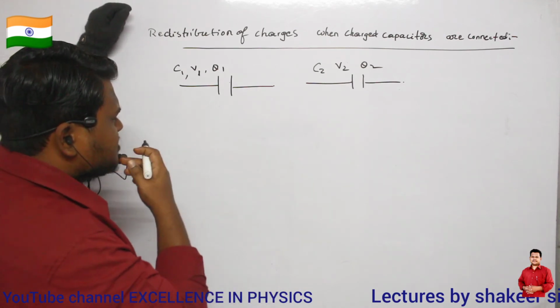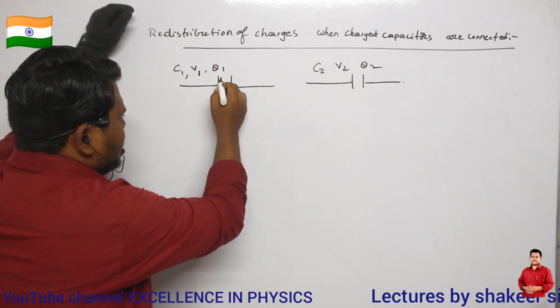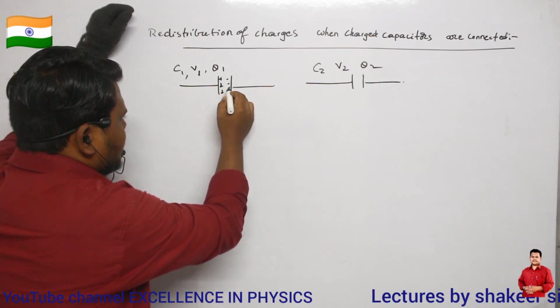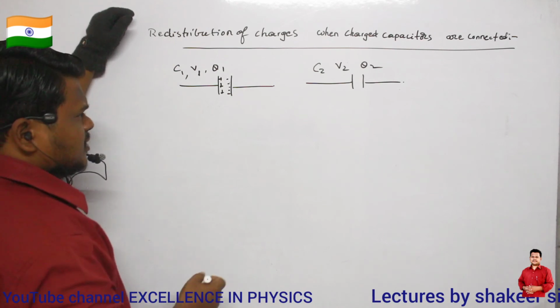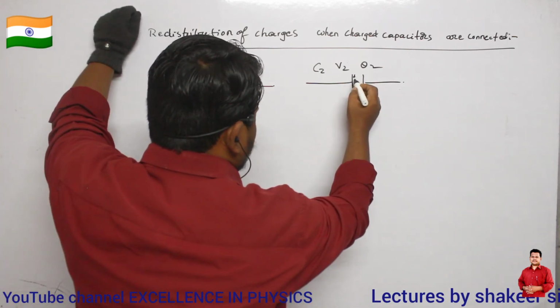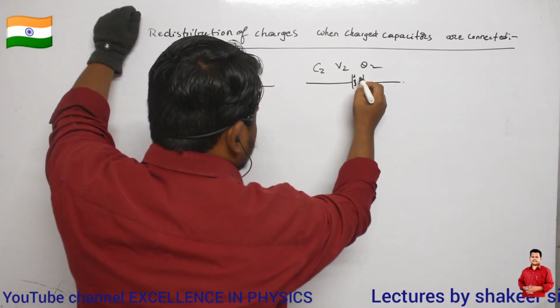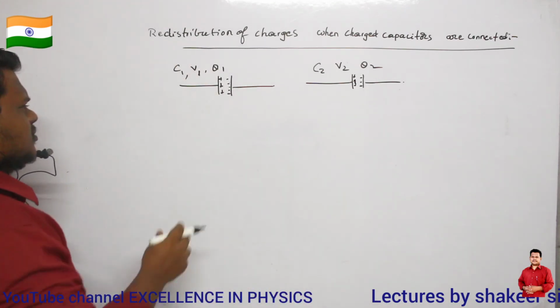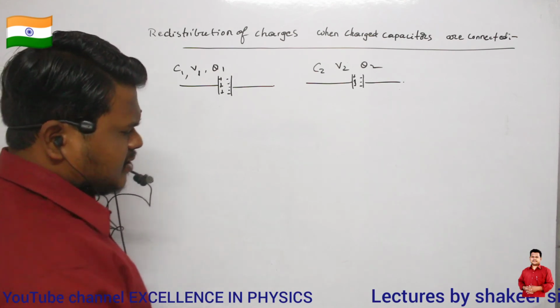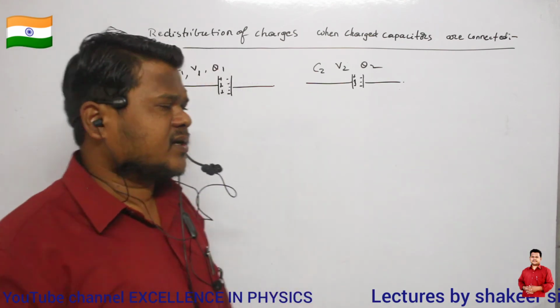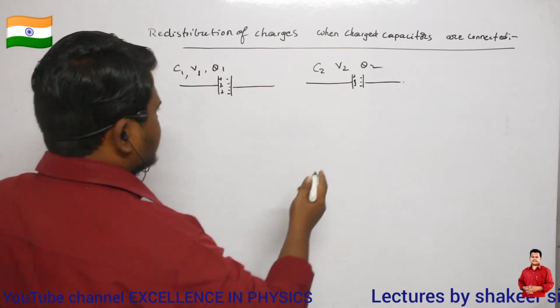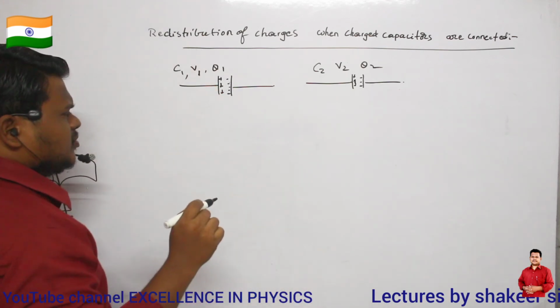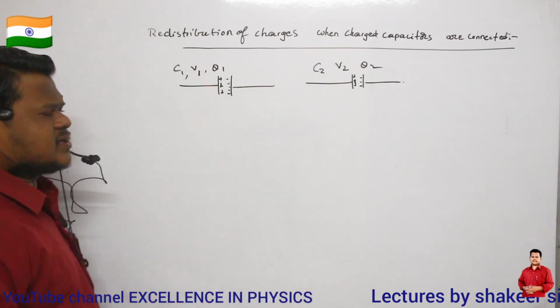So capacitor means what? Capacitor means one plate will be positively charged, second plate will be negatively charged. Clear? Here also, if this plate is positively charged, then second plate will be negatively charged. Now, these capacitors we can connect in two methods. How can we connect them? We can connect them such that positive plate is connected to positive plate and negative plate is connected to negative plate.